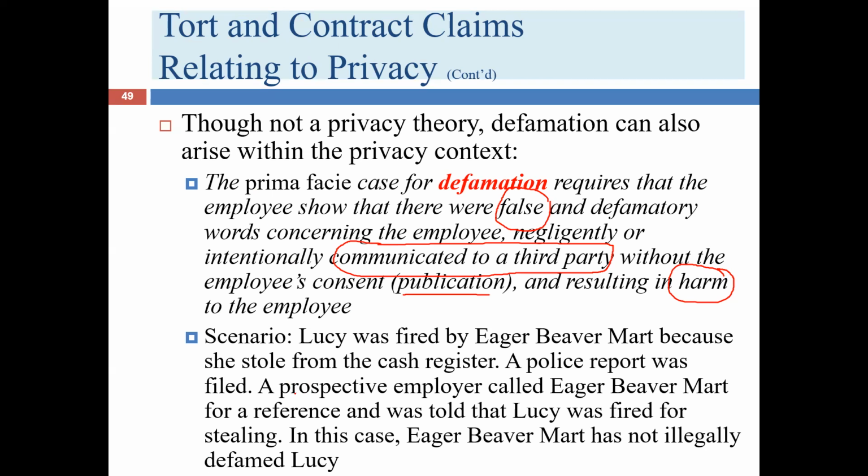Let's consider a scenario. Lucy was fired by Eager Beaver Mart because she stole from the cash register. So she actually did this. A police report was filed. A prospective employer calls the mart for a reference, and they're told, well, Lucy stole from the cash register. So what the prospective employer was told is true. If it's true, it can't be defamation.